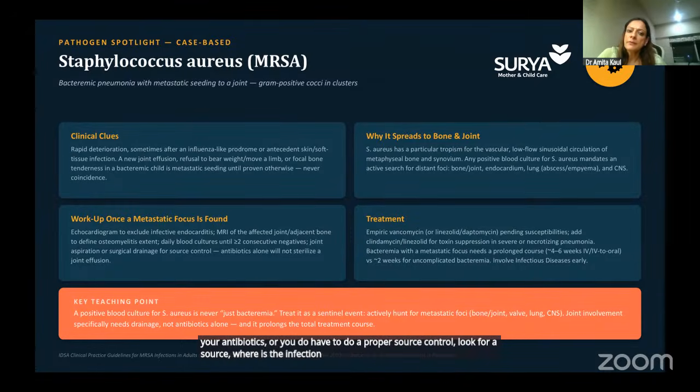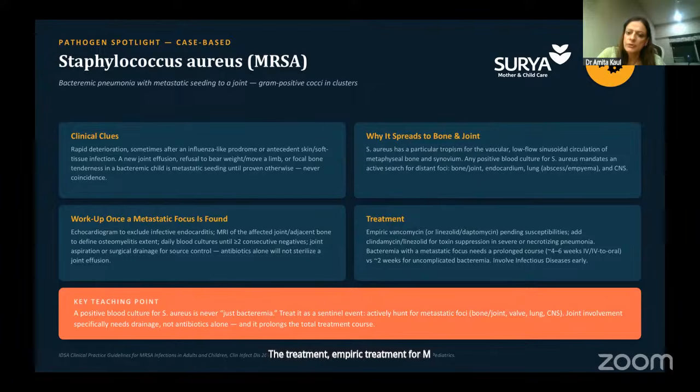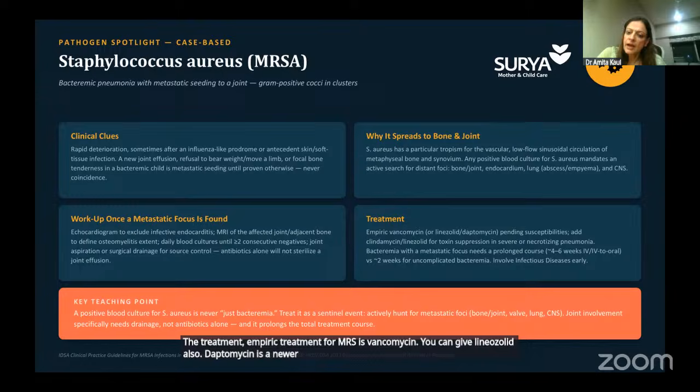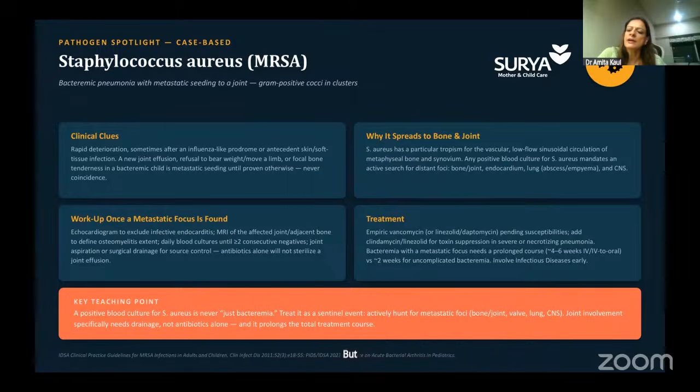Because the more days MRSA is going to be in the blood, it is going to cause more and more problems, and chances of mortality increase. The empiric treatment for MRSA is vancomycin. You can give linezolid also. Daptomycin is a newer drug which can be used, but not in pneumonia. Daptomycin does not have lung penetration, so you cannot give daptomycin for MRSA pneumonias. But for a skin infection or for any other bacteremia, daptomycin can be a good drug of choice.